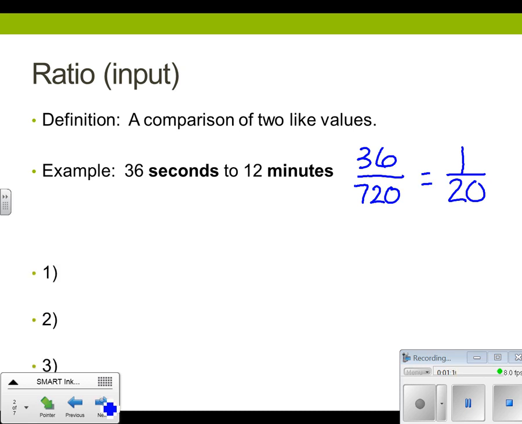Now there are three ways that you can write a ratio. One is exactly how you see it right here already as a fraction. And we read this 1 to 20. And another way is using a colon, 1 to 20. You read it the same way, and a third way is using the word "to" in the middle, 1 to 20. Once again, you're comparing two like values.